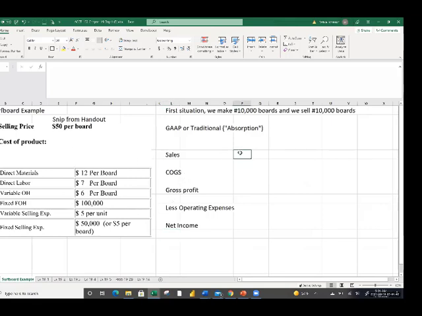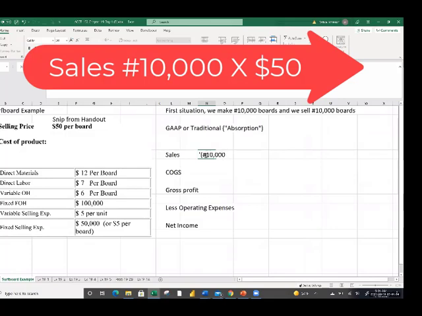Okay, so here's our data. Let's fill this in. The sales would be 10,000. Remember, we made and we sold 10,000 boards. So the sales are going to be 10,000 boards at the sales price of 50 bucks. Right off the bat, we can probably do that in our head, but I don't think I'll try this morning. Let me let Excel do it. And there's our 500,000.